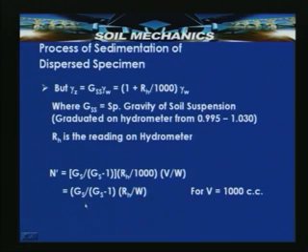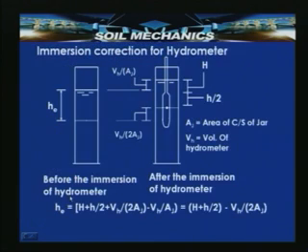So, if we are able to measure the reading on the hydrometer and W is the weight of the solids, then we can determine n dash is equal to Gs by Gs minus 1 into RH by W, and Gs is the specific gravity of the soil solids.